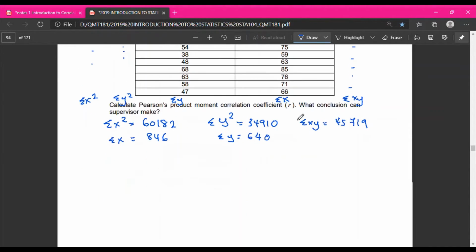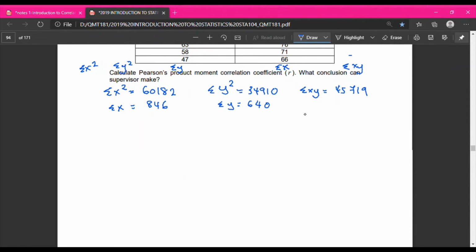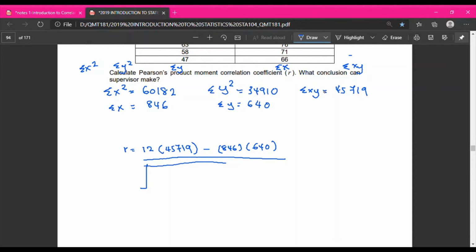Okay, so with all these values we can apply the formula, which is r equal to n, which is 12, multiplied by summation of xy, which is 45719, minus summation x multiplied by summation y, which is 846 multiplied by 640, divided by. Okay, don't forget to put the square root value.